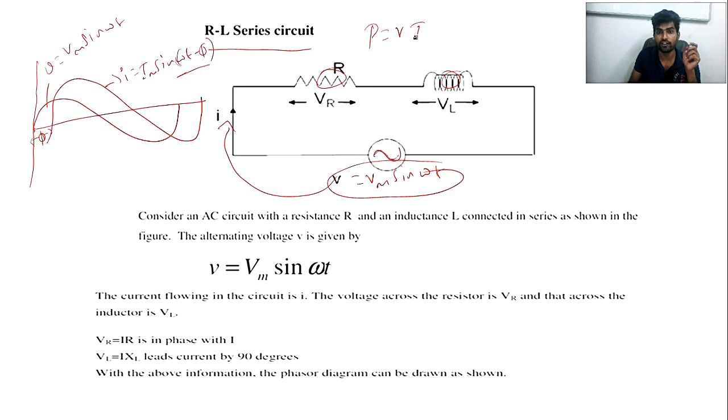Power is equal to VI cos phi. So finally we will derive this equation, this phi this way. So finally we will get this equation after derivation this way.